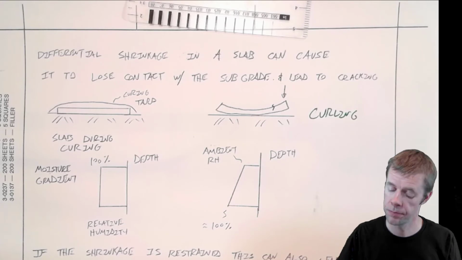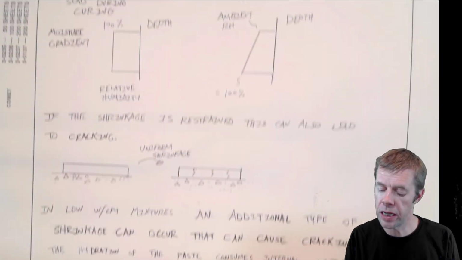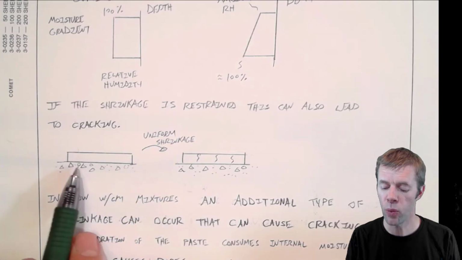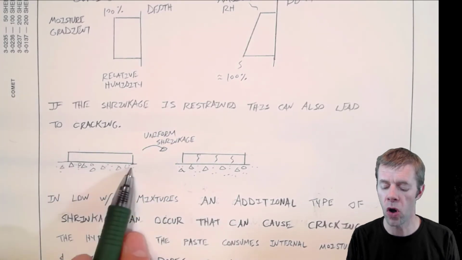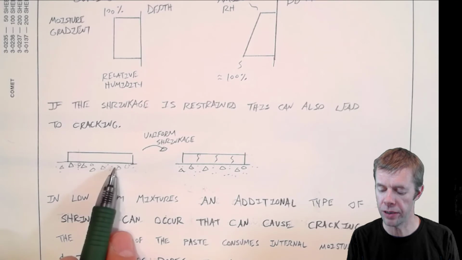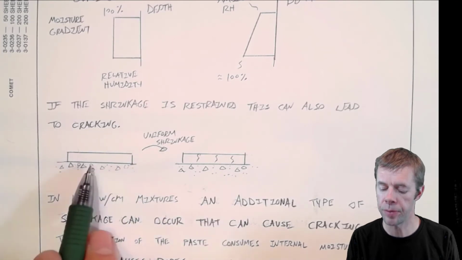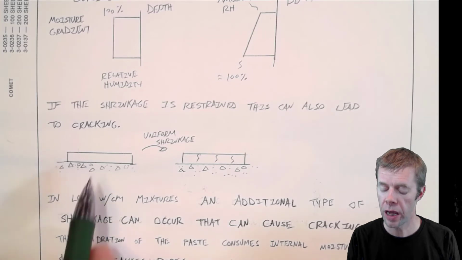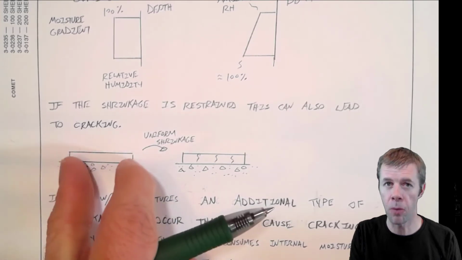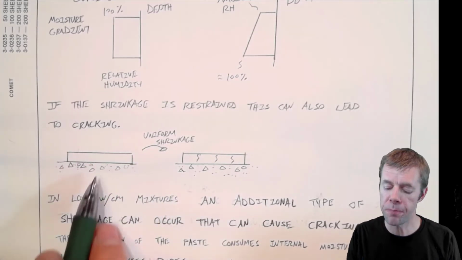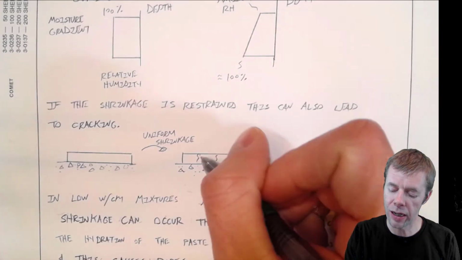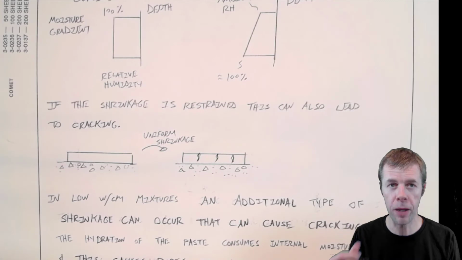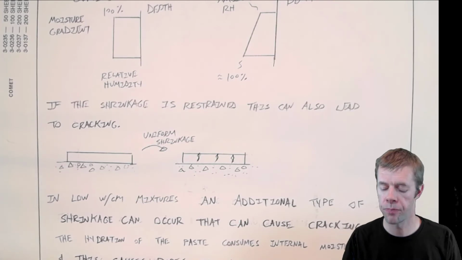That's one problem. But let's say my shrinkage is restrained, so I've got a really, really strong base holding that slab in place. As that concrete tries to shrink, tries to get smaller, but it's being held by this base, that can cause these cracks to form. This restraint is holding it back and causes these cracks to form.